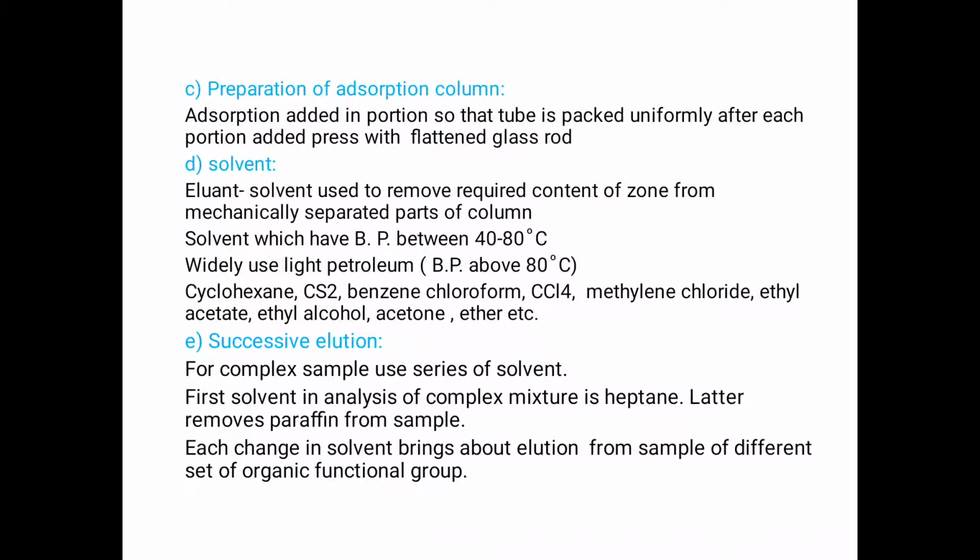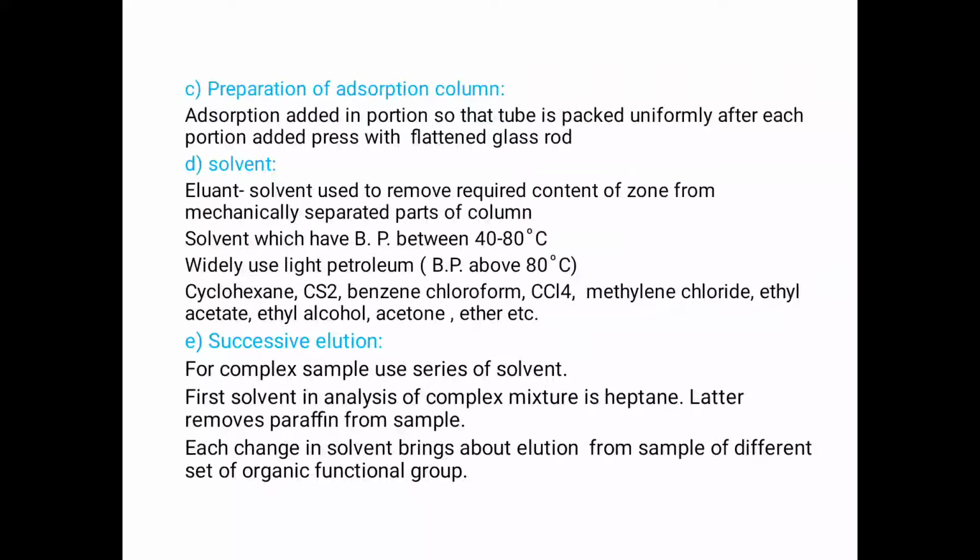Then, preparation of the adsorption column. In the preparation of the adsorption column, a glass wool or cotton plug is used as a support for the column, because when we add a stationary phase, that is, if we add silica in the column, there is a support so that there is no removal of silica from the bottom of the glass tube. Therefore we generally use cotton wool or a glass wool plug for supporting the column.